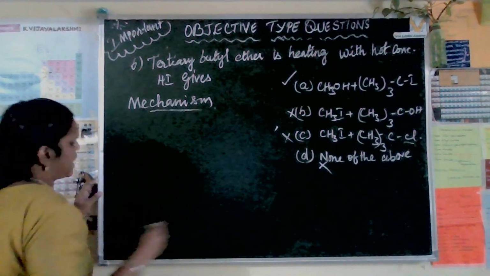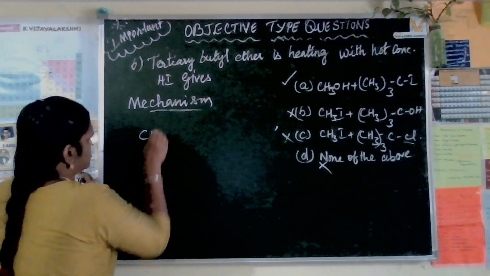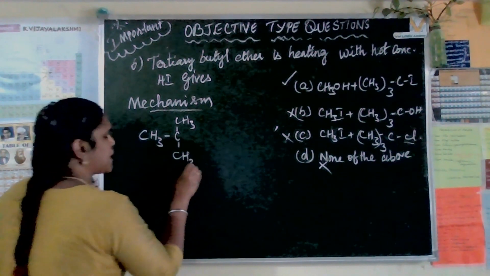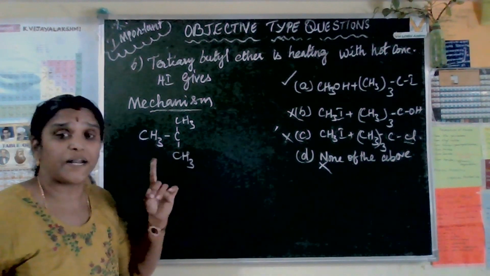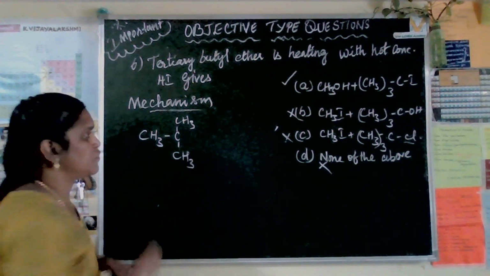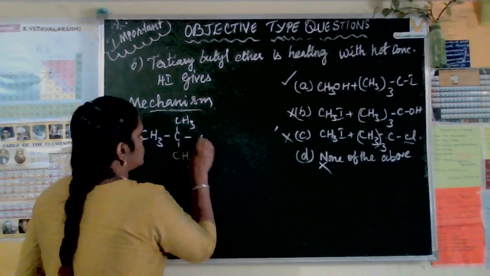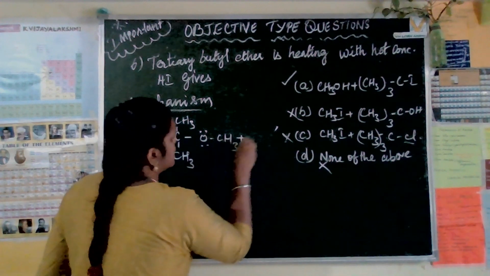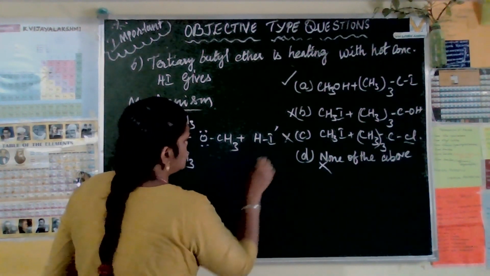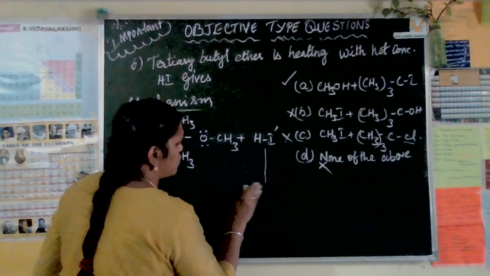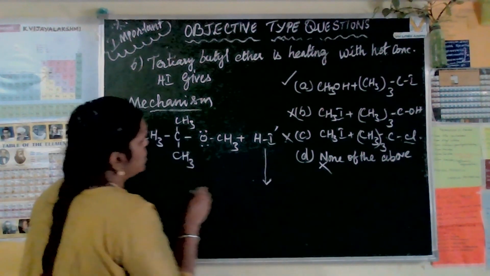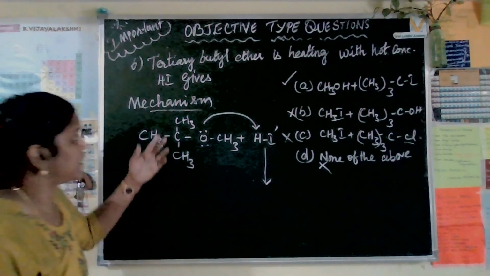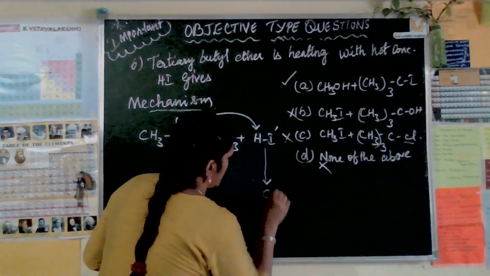Okay, so in that mechanism, we are going the same way, CH3, CH3, CH3. Always the mechanism will help us get the proper and correct answer instead of going for a clue. This is OCH3, so a lone pair of electrons will be there. It reacts with the hydrogen iodide. So when it reacts with the hydrogen iodide, what happened? Naturally, electron shift will take place. So what will you get? Protonated ether.